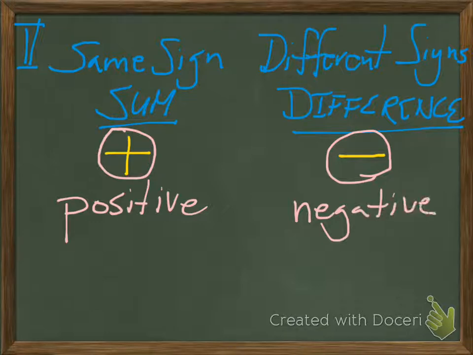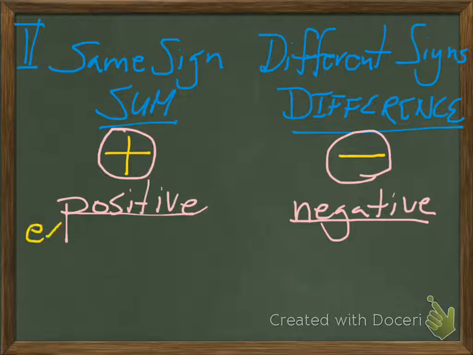Very similar to the second commandment, this is what's going to happen when we multiply and divide integers. It turns out that if we multiply or divide things with the same sign, either two positives or two negatives, the answer comes out to be positive. Whereas if we multiply or divide two numbers with different signs, the answer is going to come out to be negative.